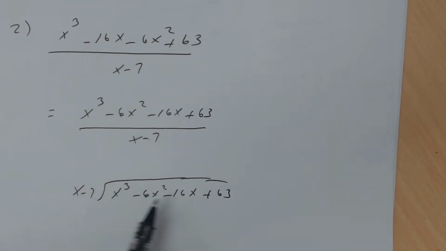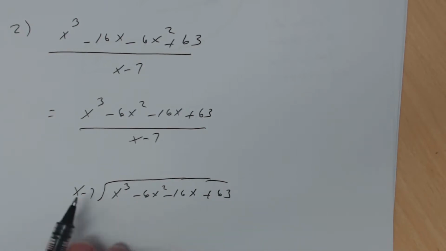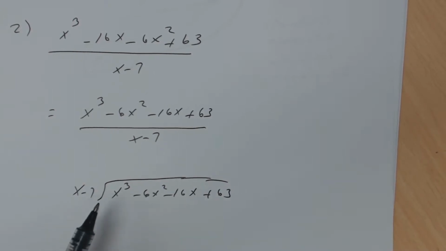Now again, notice there are no missing terms. I have an x cubed, I have an x squared, I have an x, I have a constant. So no missing terms. All right, and then we do the long division.